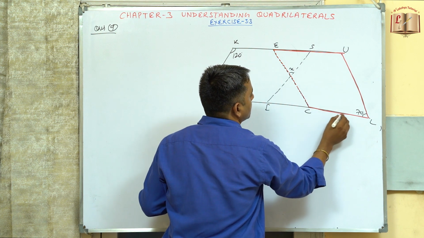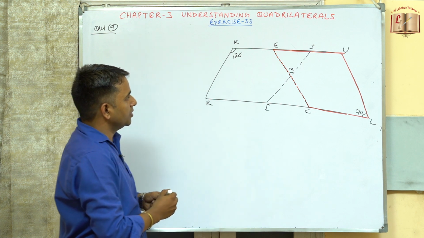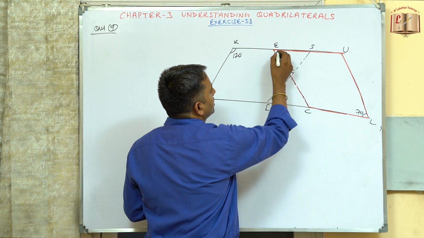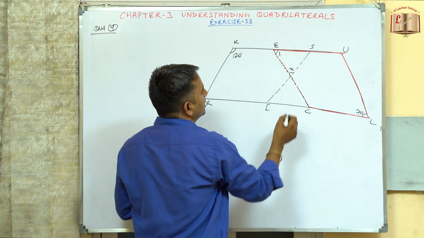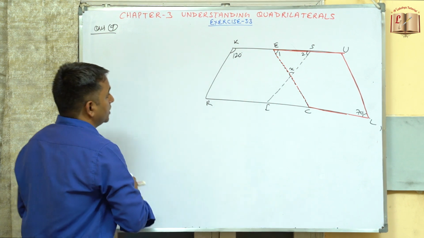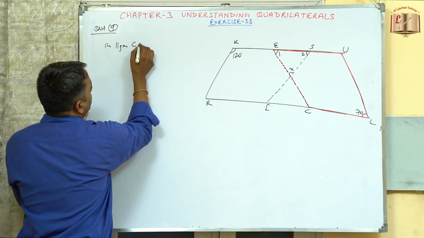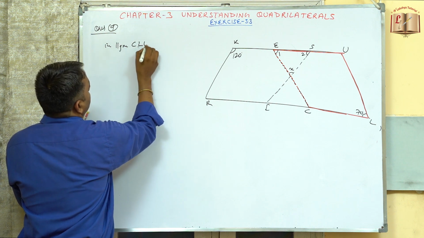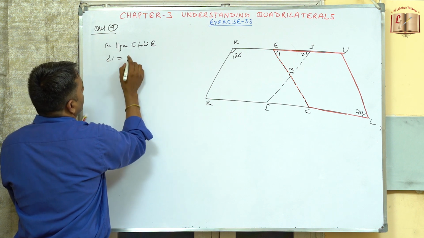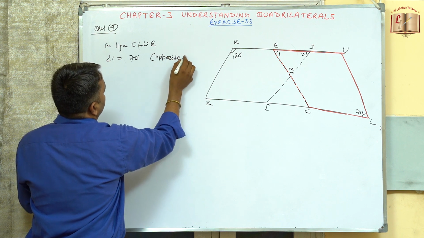So these are the different kinds of parallelogram. This is one parallelogram and this is another parallelogram. Now see that in this parallelogram, this is 70. So this angle we write as 1 and this angle as 2. So in parallelogram CLUE, angle 1 will be equal to 70 degrees because they are the opposite angles.